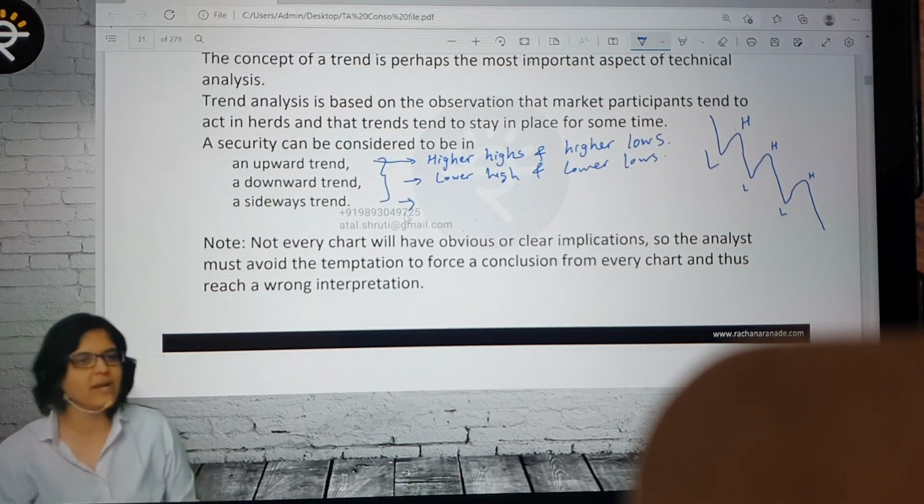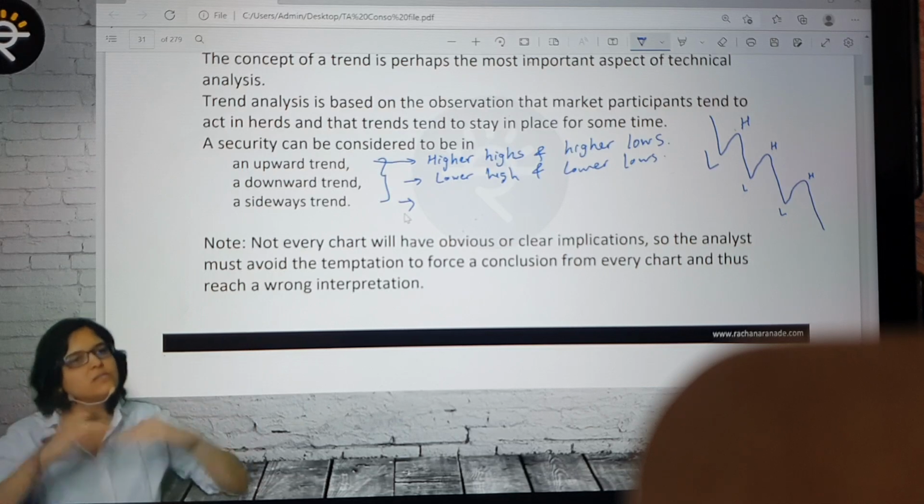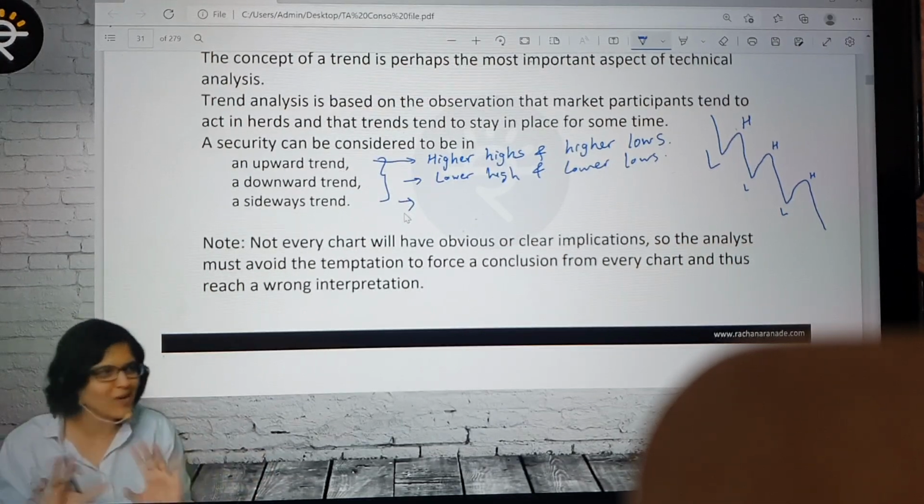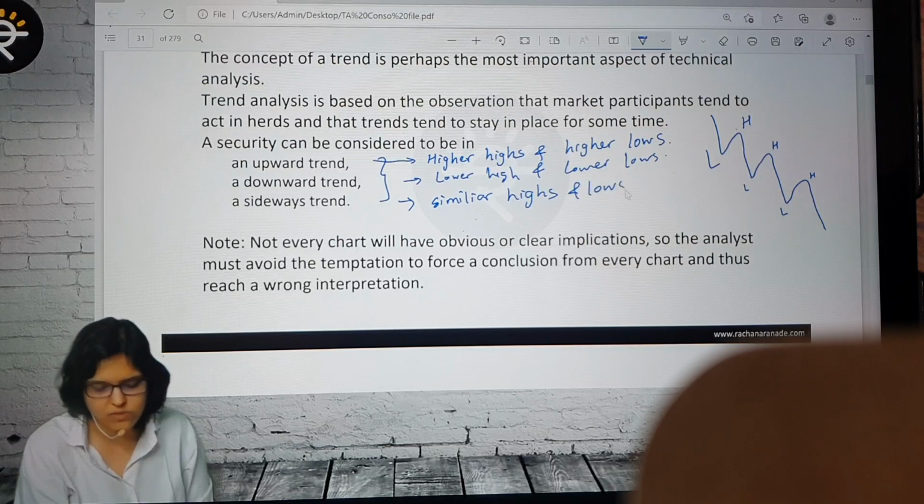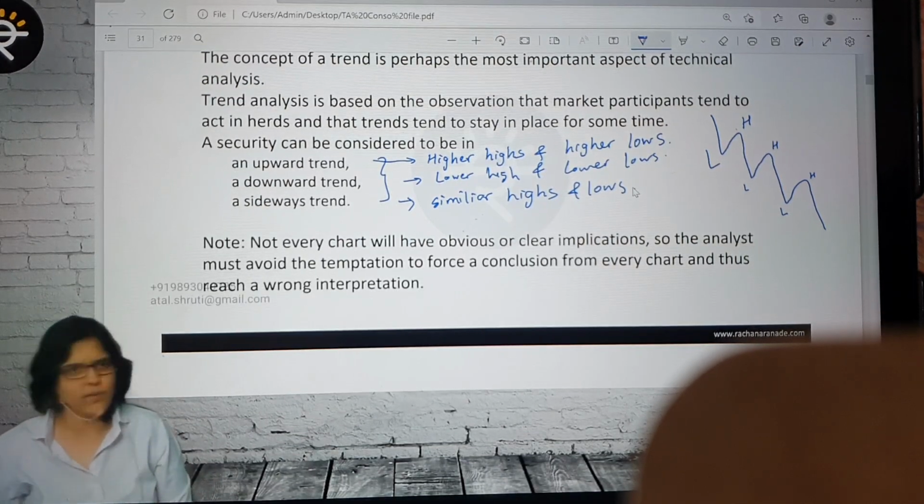I want everyone to tell me what a sideways trend is. Similar highs, similar lows. Textbook, same highs, same lows, which will not happen in practical life. It will be similar highs and lows. Correct? Shall we take some practical examples for this?